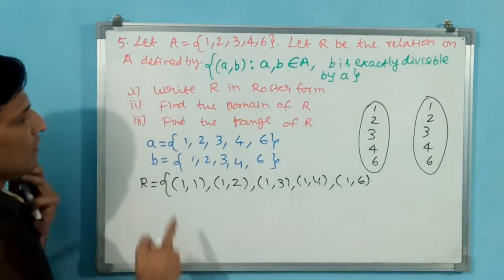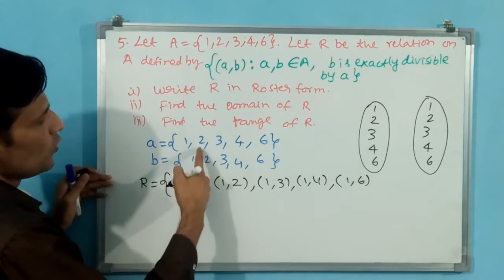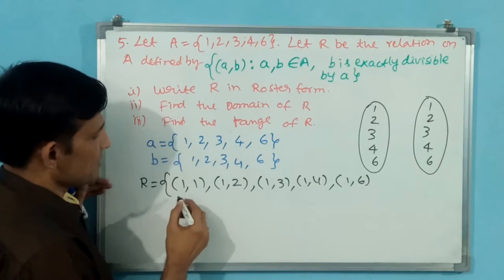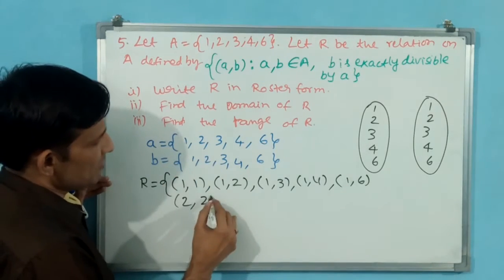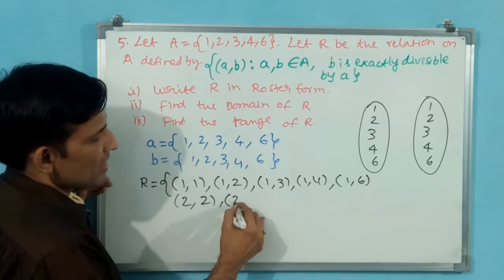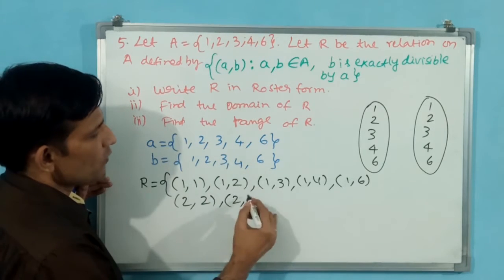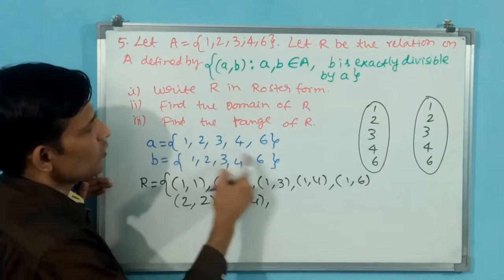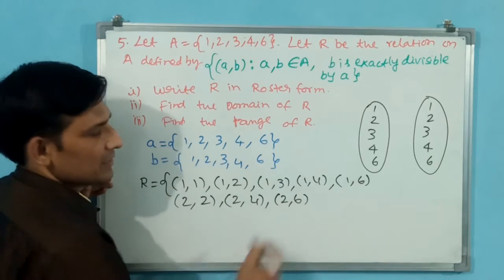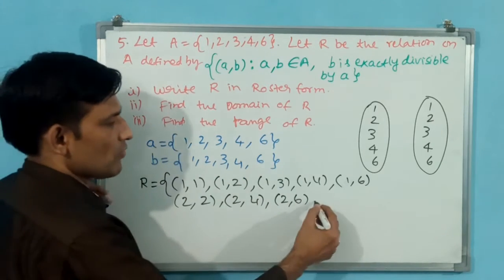Okay? Now with 1 over, we take 2. 2 to 1, no, not divisible. 2 to 2, yes, divisible. 2 to 3, not divisible. 2 to 4, yes, divisible. 2 to 6, yes, divisible. Okay? Like this we have to write.